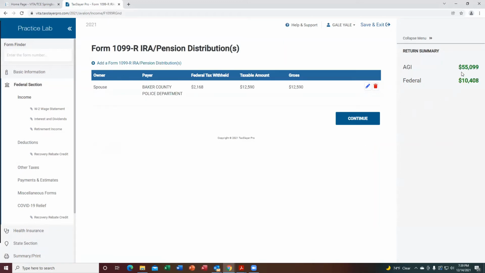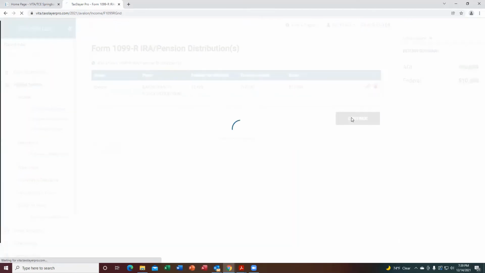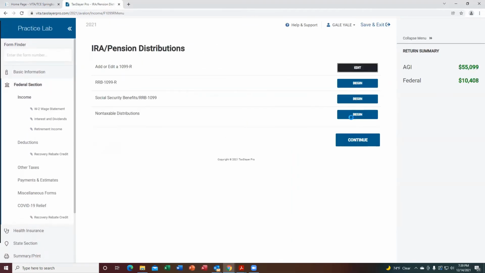And so you should have seen, if you paid attention previous to completing the form and continuing with this form, the AGI was less, and now it's higher because the amount is being treated as regular earned income because of that code 3. So we're going to continue here. And let's see what's next.